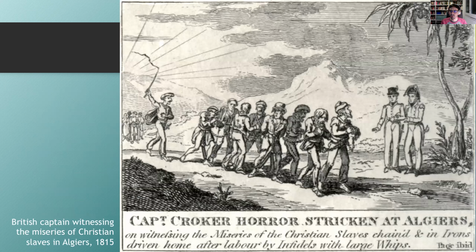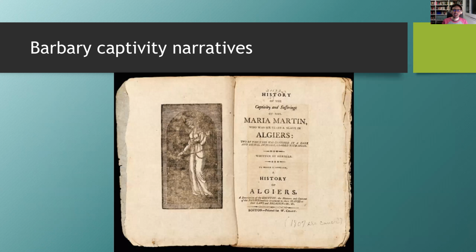In fact, here we have a 19th century image of Christian slaves in Algiers. So this becomes a staple of that interaction. And of course, we have narratives. One of the more famous ones is that of Maria Martin, who was captured and taken as a slave for 6 years. She wrote this in 1807, so it's rather late in our chronology, but it reflects a lot of the experiences that people endured in this context. If you're interested, I can point you to this source as well.